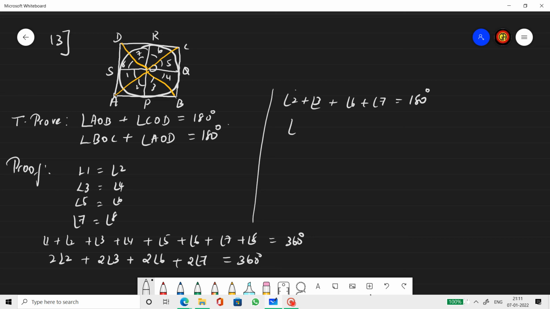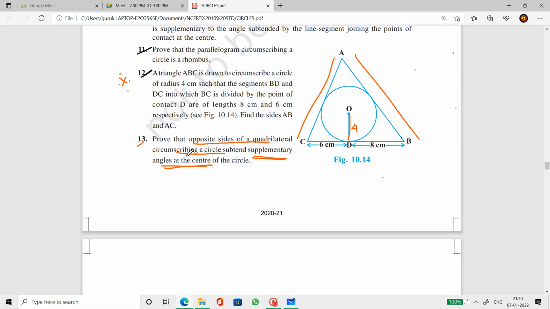2 + 3 form angle AOB and 6 + 7 form angle DOC, equals 180 degrees. So if AOB + DOC is 180 degrees, then likewise we can say BOC + AOD equals 180 degrees. Hence proved. With this I'm done with this exercise. Hope you understood these four sums and it is very important. Thank you.